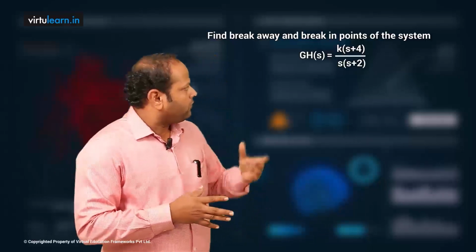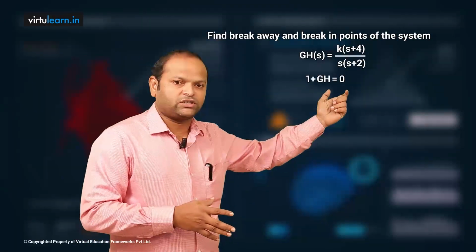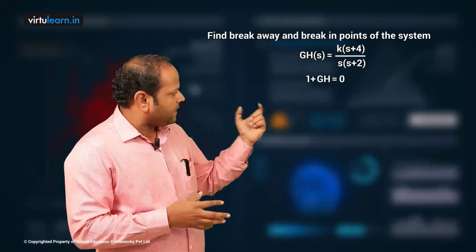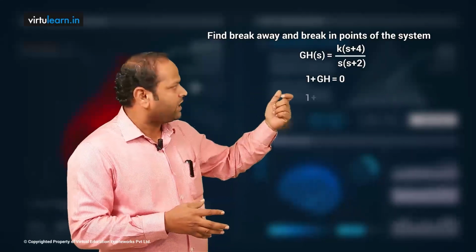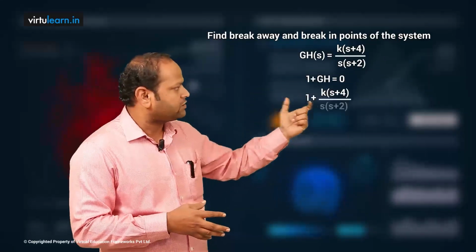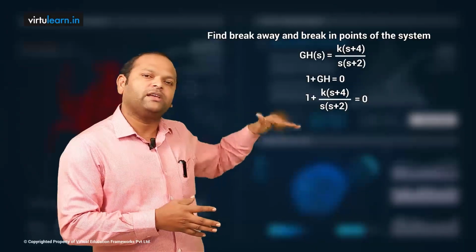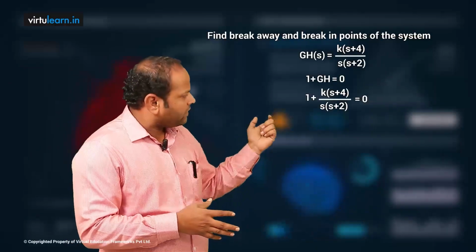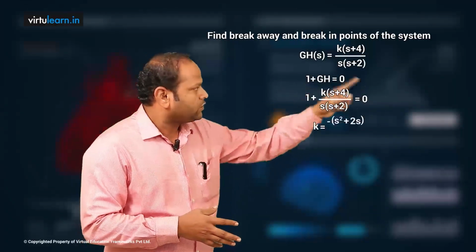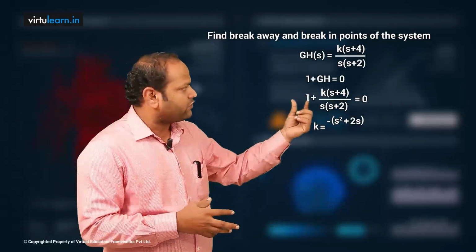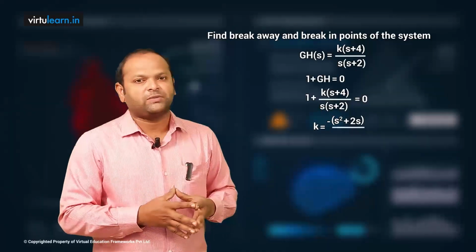Now, we know the procedure. First, put 1 plus GH equal to 0. Therefore I can write K, and we have 1 plus K into (s plus 4) divided by s into (s plus 2) equal to 0. Second step, write it in the form K equal to f of s. That means K is equal to minus, within the bracket, (s square plus 2s) divided by (s plus 4).